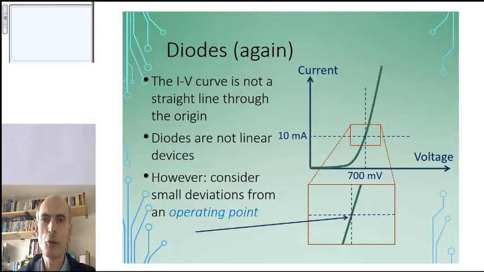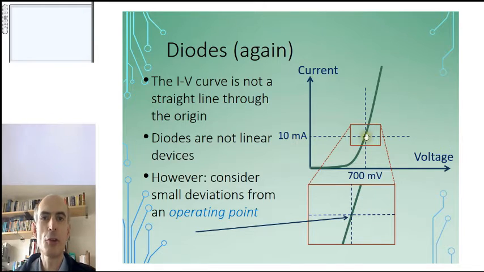The best example of a nonlinear component that we've seen so far is the diode. Now, as we'll know, the current through a diode is not proportional to the voltage across the diode. It ends up looking more like an exponential curve like this. However, if you just look at a very small range of voltages across the diode and a very small range of currents through the diode, then this curve can be approximated by a straight line. And a straight line that goes through what's known as the operating point of the circuit.